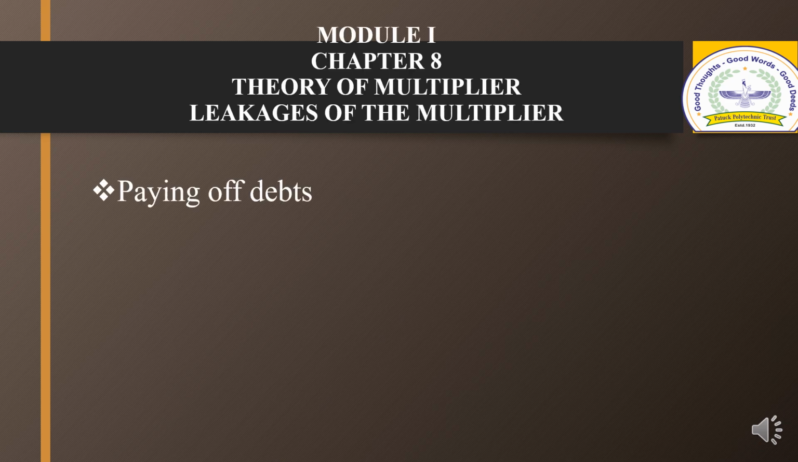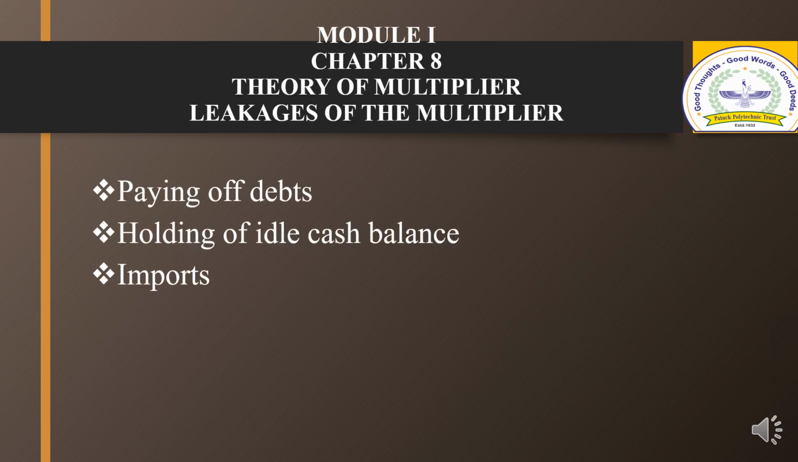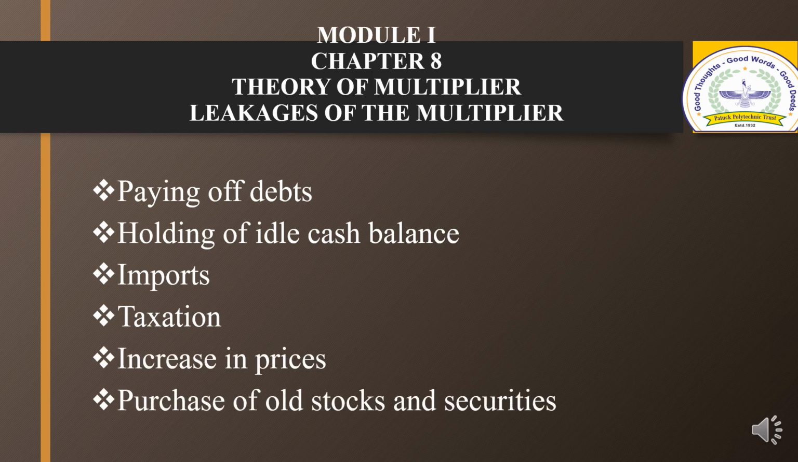Next we go with the leakages of the multiplier. Now there are various leakages that I am going to explain point-wise. The first one is paying off debt. When a part of the increase in income is used for paying back the debt taken by people instead of spending on consumption, the value of the multiplier will be reduced.